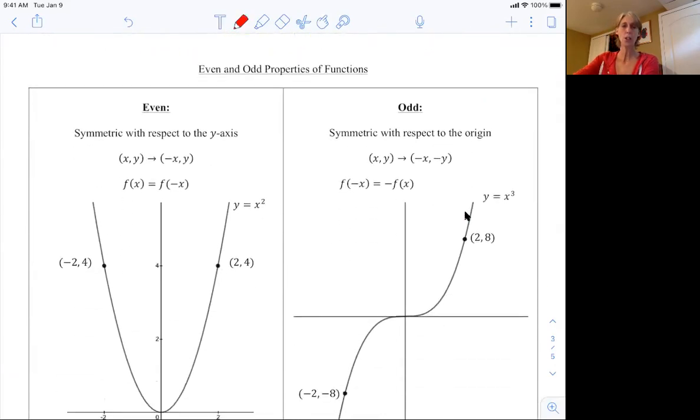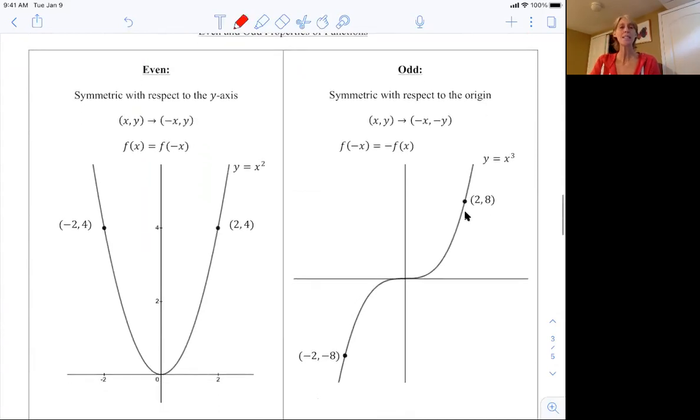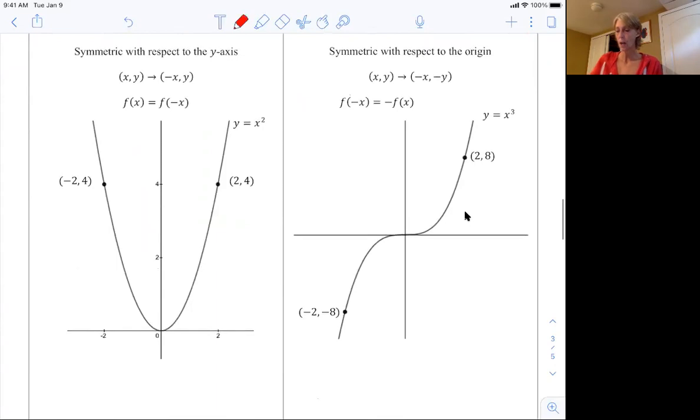Today, we also need to talk about even and odd properties of functions. Now we say a function is even if it's symmetric with respect to the y-axis. Okay, so in other words, if you fold it right on the y-axis, it's going to be identical. An easy way to see this is if you remember your transformation rules. Okay, when we reflect through the y-axis, (x, y) goes to (-x, y), right? We negate the x value. In function notation, we show this as f(x) = f(-x).